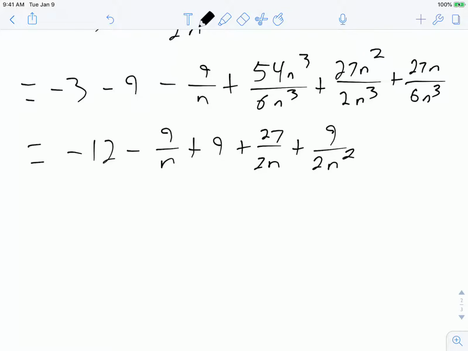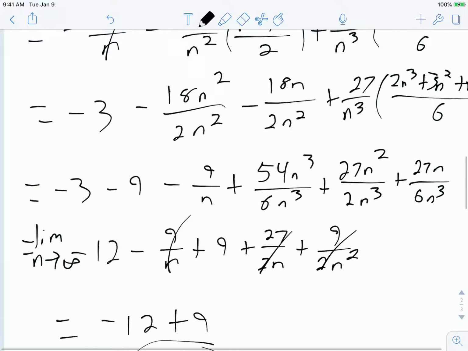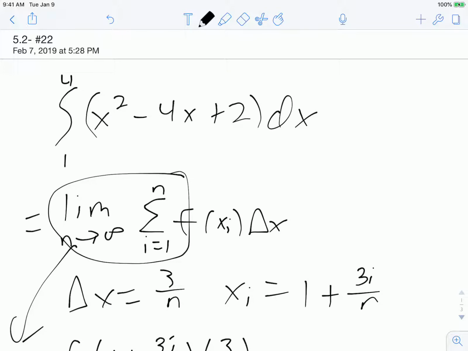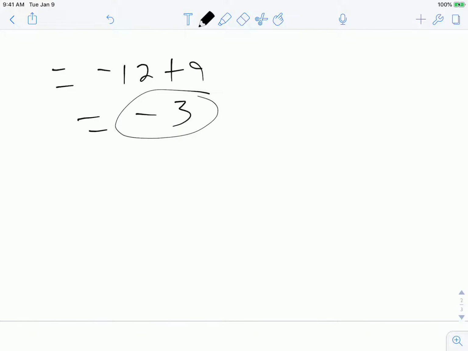But really all of this is equal to the limit as n approaches infinity, which is how we're going to finish. As n approaches infinity, this goes to 0, and this goes to 0, and this goes to 0. So all we're left with is negative 12 plus 9, which means our answer is negative 3. That is what we were trying to figure out: from 1 to 4, the integral of this function is negative 3.